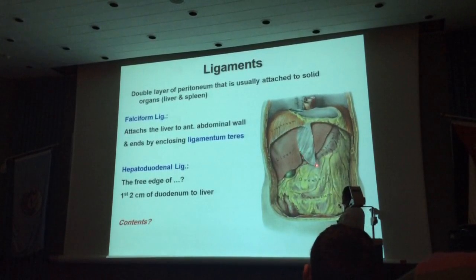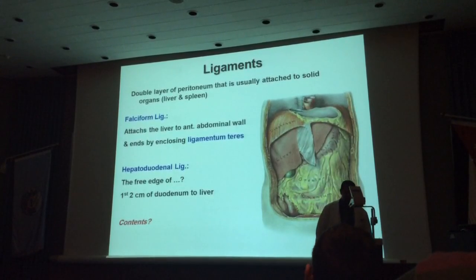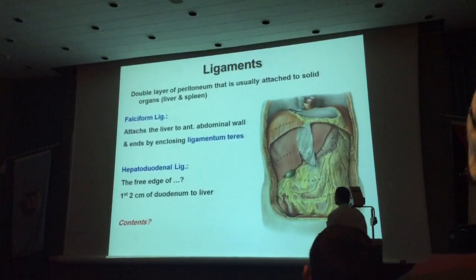After birth, this umbilical vein will be obliterated. So we call it the round ligament of the liver or ligamentum teres. Teres, a Latin word for round.